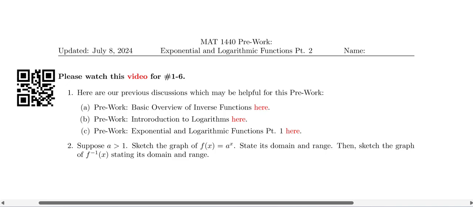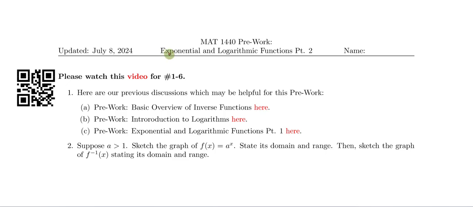Howdy folks, in this pre-work we're going to continue our discussion of exponential and logarithmic functions. In this one pre-work I can't cover everything.